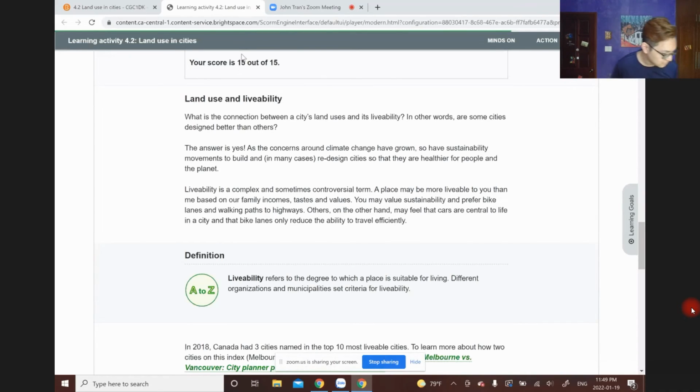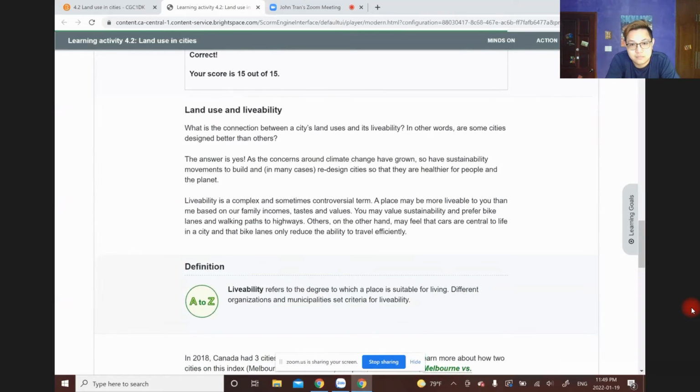Okay, land use and livability. Let's read it. What's the connection between the city land and its use? Land use and its livability. In other words, are some cities designed better than others? The answer is yes. As concern around climate change has grown, so has the sustainability movement, to build and in many cases redesign cities so that they are healthier for people and the planet.